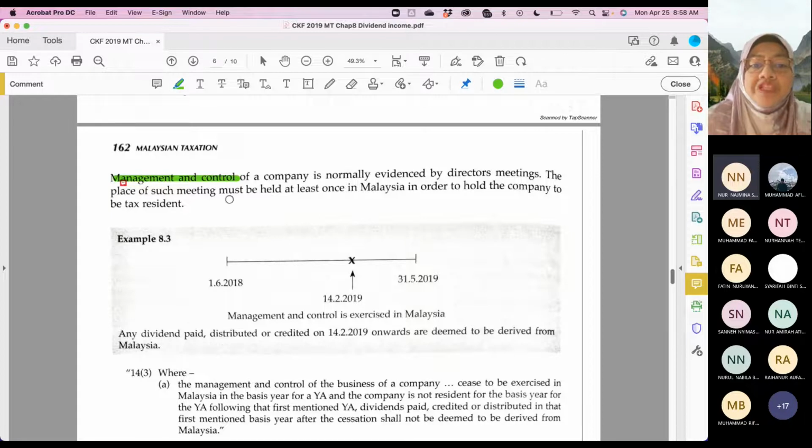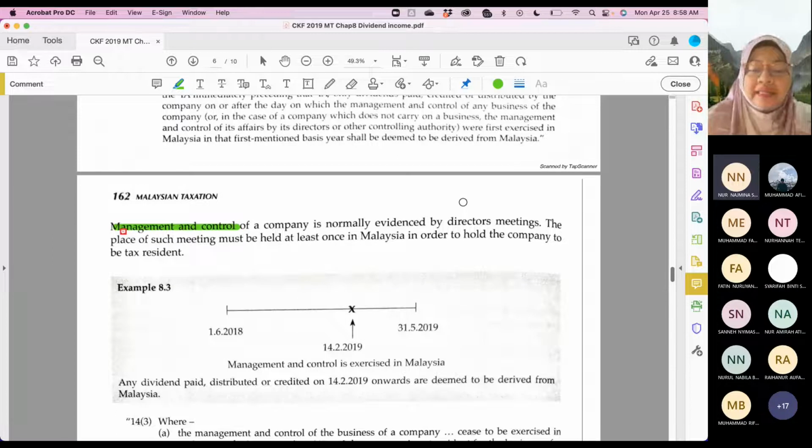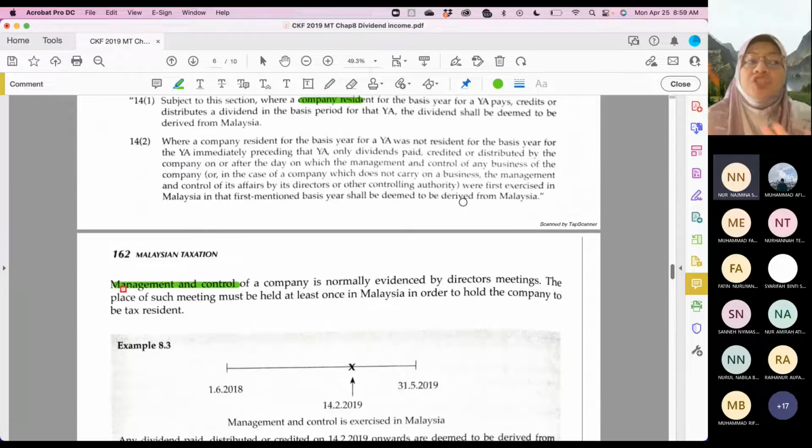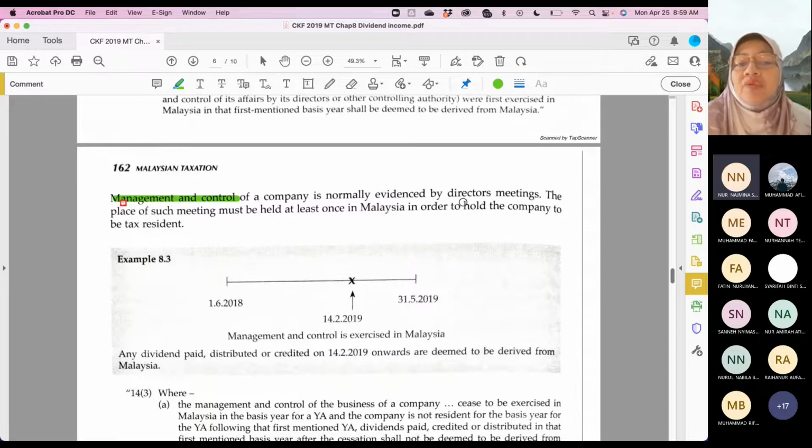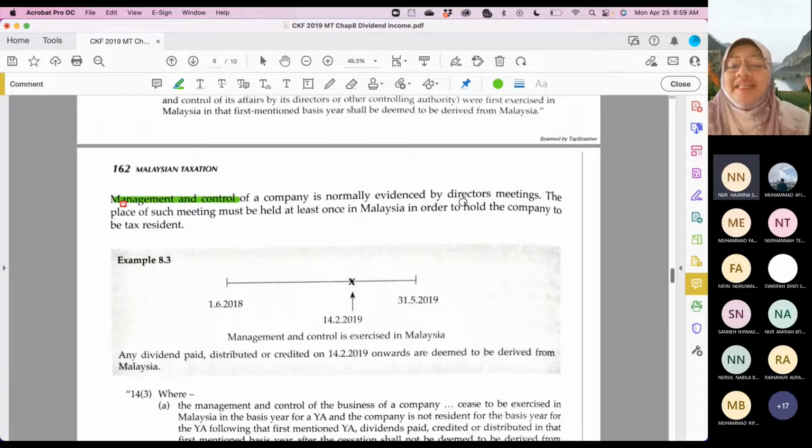So how do you know the management or control is evidenced by data? Again, the resident status of a company is not based on the number of days the company is in Malaysia. No, that is for individuals. For a company, you are looking at the management and control. So whenever I ask how you decide on the resident status of a company, it's always management and control.